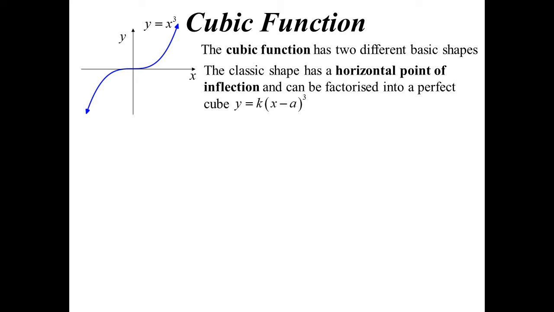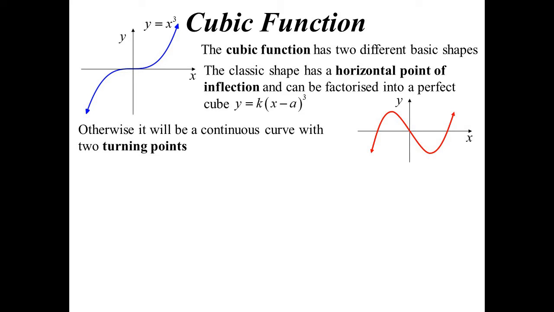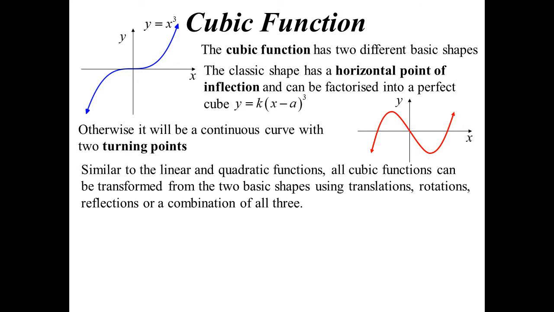There might be some constant out the front, but basically we can factorise it to be k times (x minus a) all cubed. The other one is that sort of curve where you see two turning points. So you have a maximum turning point and a minimum turning point. That would also be a possible cubic. And yet again, from these two different basic cubics, we can create all cubics via translation, rotation, reflection, all those sorts of things.